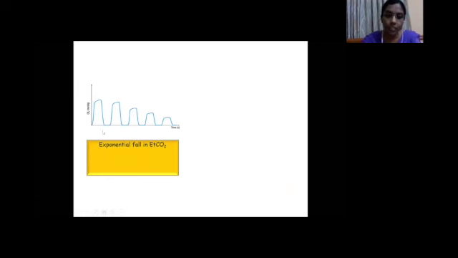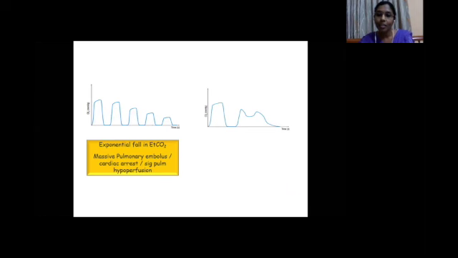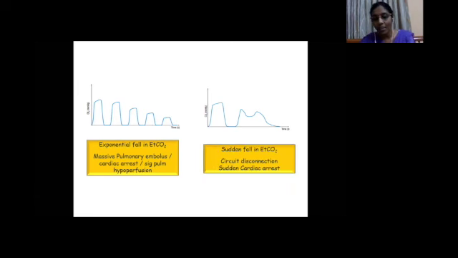Now in this trace, we see an exponential fall in carbon dioxide concentration. We have to act immediately. The cause could be a massive pulmonary embolism, or a cardiac arrest, or it can be indicative of a sudden loss resulting in significant pulmonary hypoperfusion. This is the next trace. Here we see a sudden fall in EtCO2. The cause could be a circuit disconnection or a sudden cardiac arrest. In these two situations, we have to act immediately, and these are very alarming situations.